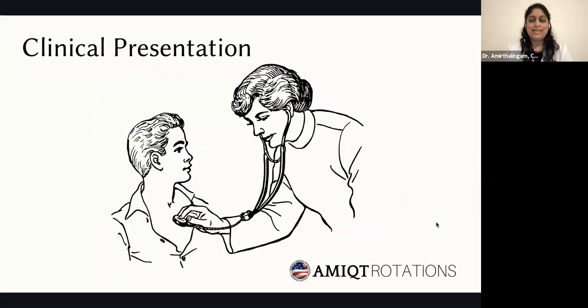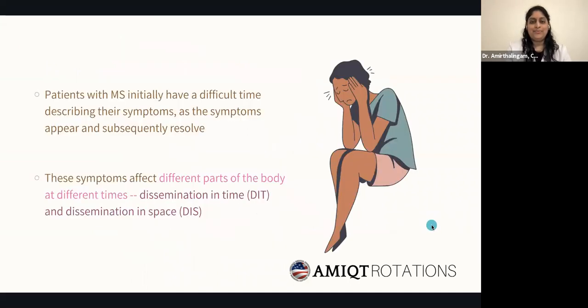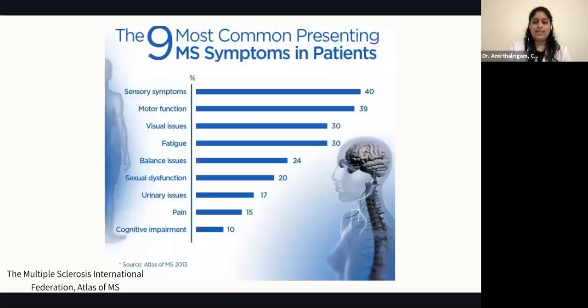Okay, so now moving on to the clinical presentation. How do patients with multiple sclerosis present in the clinic? Patients initially have a difficult time describing their symptoms, as their symptoms appear and subsequently resolve. These symptoms are affecting different parts of the body at different points in time, and the terms used here are dissemination in time and dissemination in space. The most common presenting symptoms are sensory symptoms, motor function, and visual issues.